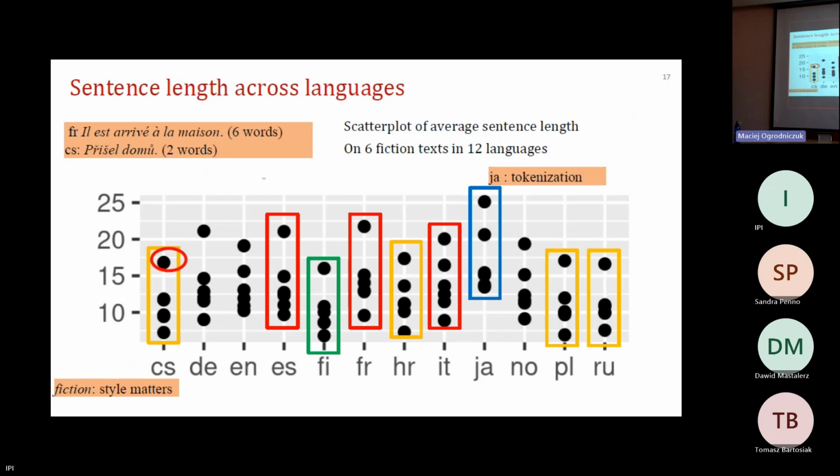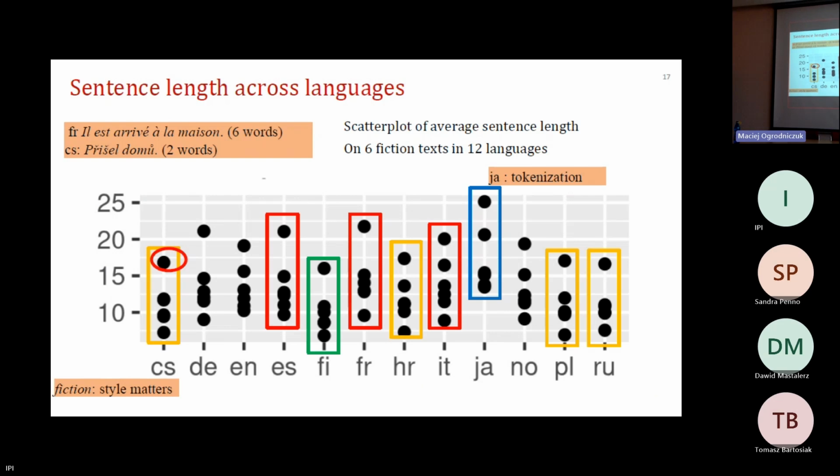You can also see that there is one text in all languages that is somehow an outlier, and the thing is that it's all fiction, and of course the style matters a lot. So even in translations, the style of the original matters. So you can have texts which are outliers all over the place if you have fiction texts.